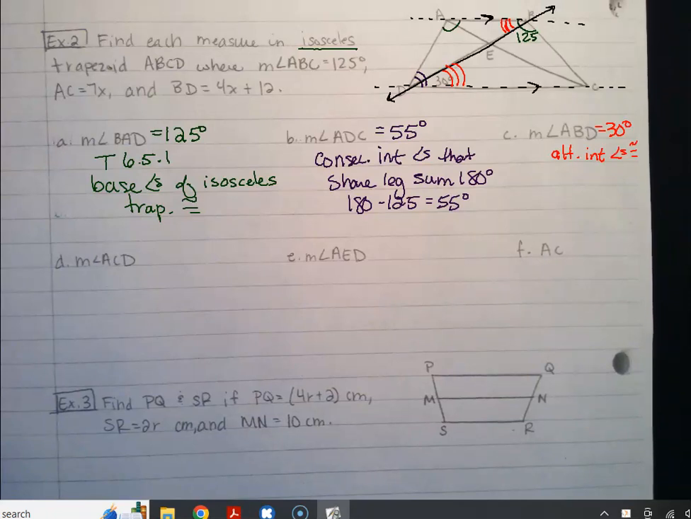Okay, so how about the measure of angle ACD? I need a different color. Let's go with blue. ACD. Okay, so that's this one here. No. Hold on, sorry, my bad. ACD would be this one here.